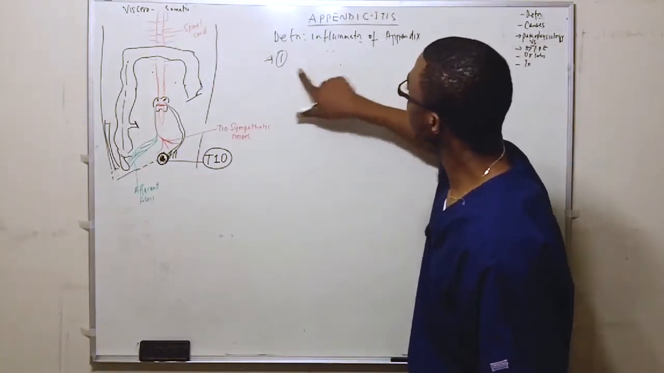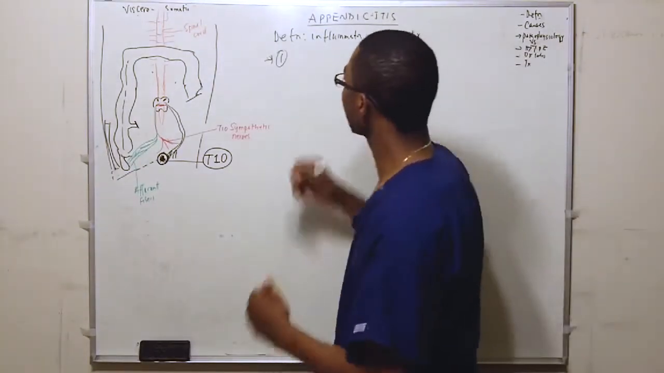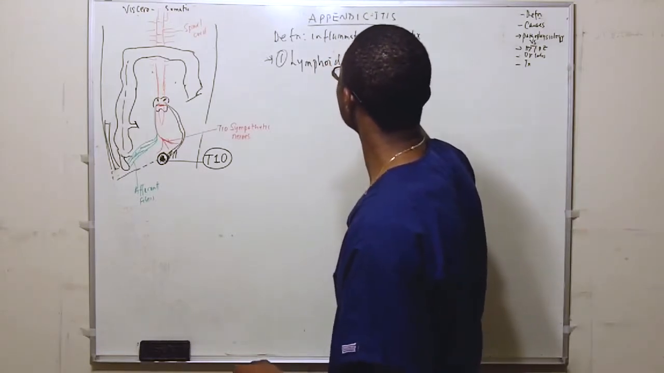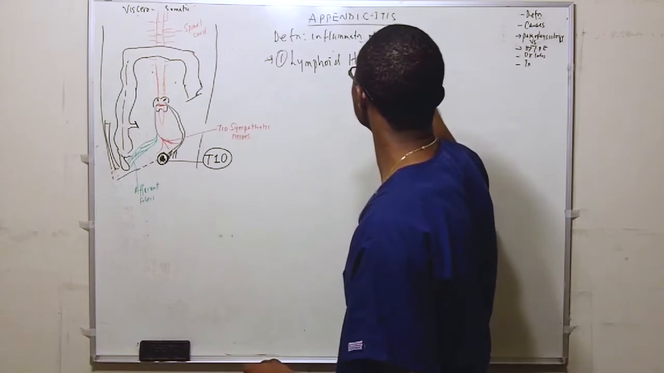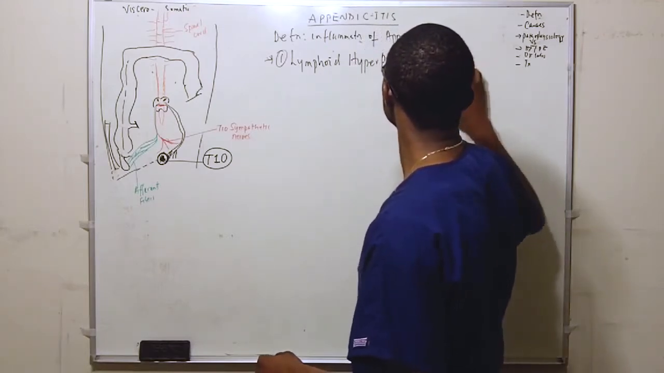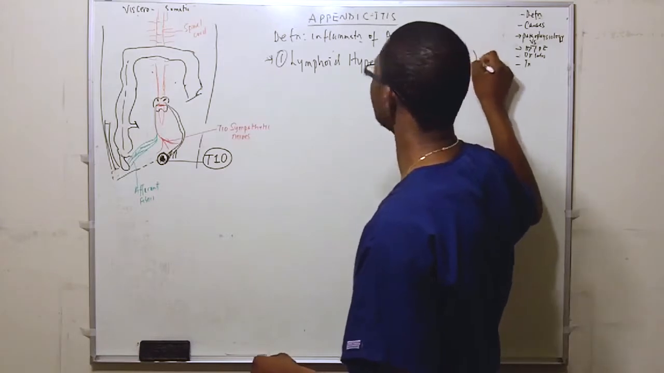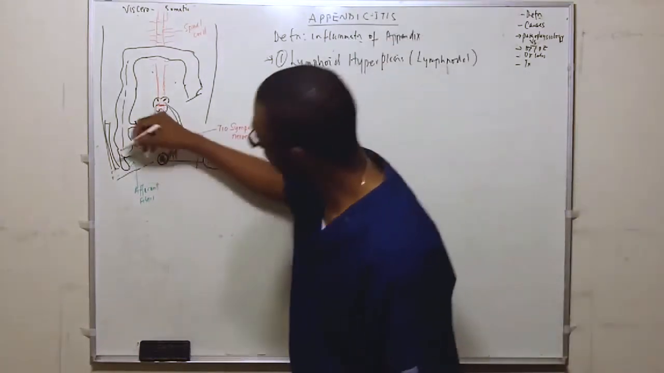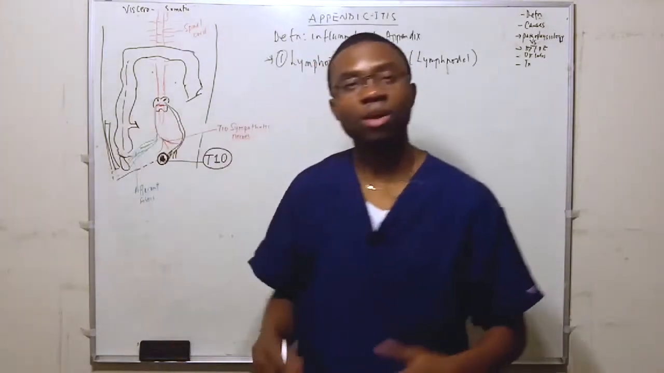Well, the first thing you want to know is lymphoid hyperplasia, which is basically lymph nodes that are swollen. The hyperplastic lymph nodes obstruct this guy and they cause venous congestion.